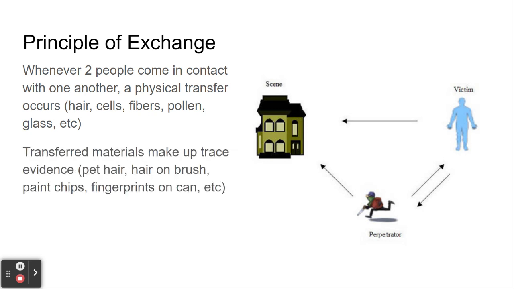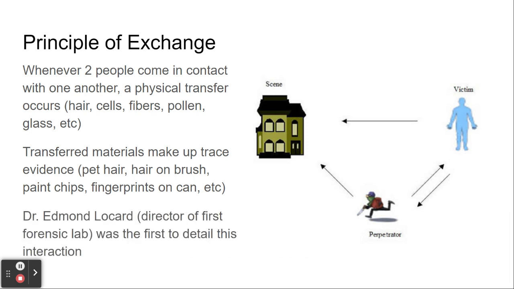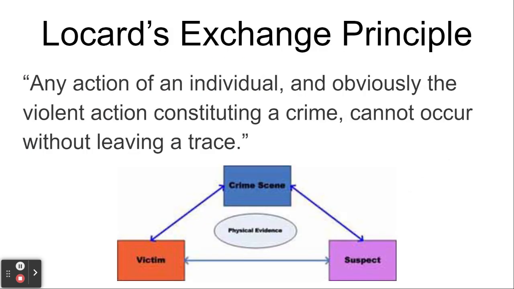Okay. So the materials that end up being exchanged make up the trace evidence. As we go through, I think we'll be doing this in a couple of sections, but I'll be looking at different pieces of trace evidence, and how they're analyzed and how they're gathered and all that good stuff, and more specific types of trace evidence. But again, pet hair, hair on a brush, paint chips, fingerprints on a can, all examples of trace evidence that could be left behind as a result of this principle of exchange. All right. So again, Dr. Edmond Locard first detailed this particular interaction. Okay, and that's what this is.